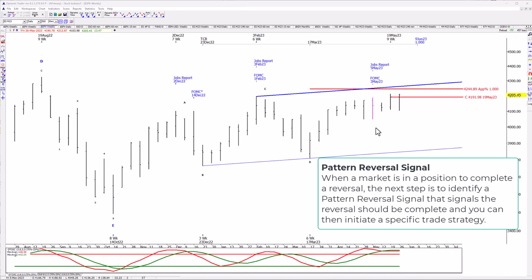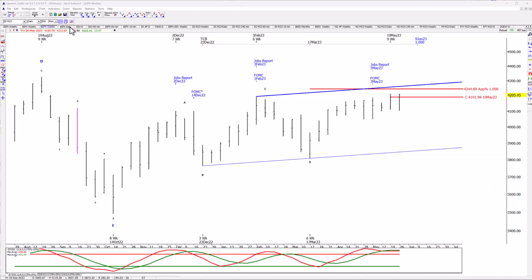And I call those usually anyway a pattern reversal signal. It has to break, in this case, the bullish pattern. And when it breaks the bullish pattern, I rely a lot on Elliott wave and just also some common sense, then it's in a position to develop a specific trade strategy. In this case, it would be a specific go short strategy.